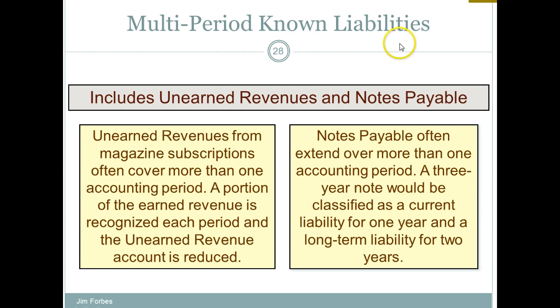Multi-period known liabilities. This includes obviously unearned revenue and notes payable. But let me give you an example. You buy a car. Well, you might pay for 4 years on that. Well, multi-period says you're going to be paying monthly for 4 years, so it's a multi-period. And you think about it, for a 4-year car loan, well, we have to separate what's current and long-term. You're going to have 12 months of that loan in the current section and 3 years in the long-term. Even though it's only one note, some of it has to be recorded as current, and some of it is long-term, and sometimes that confuses the student.